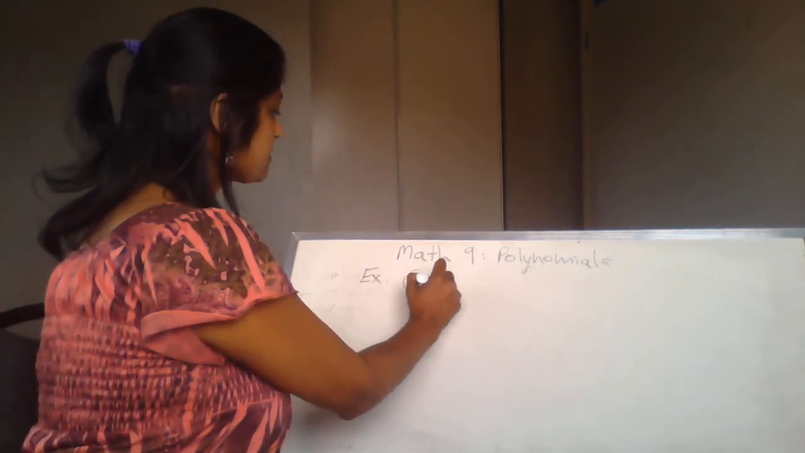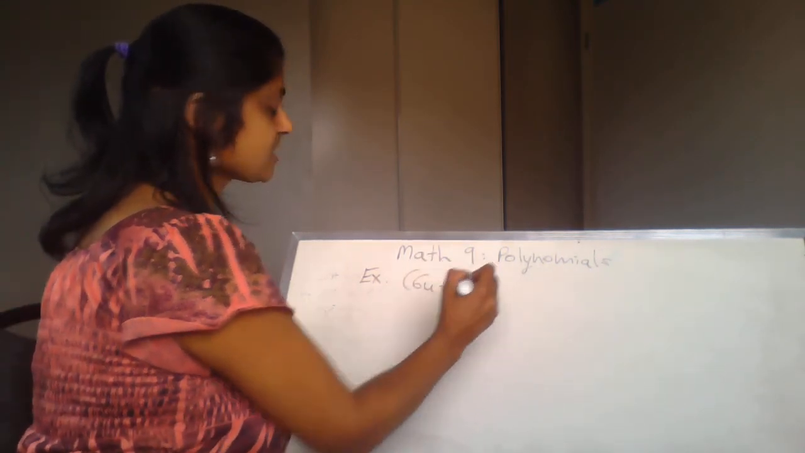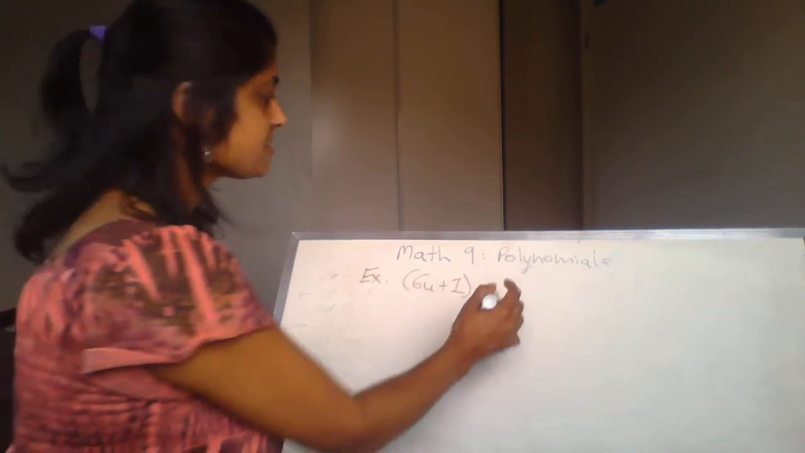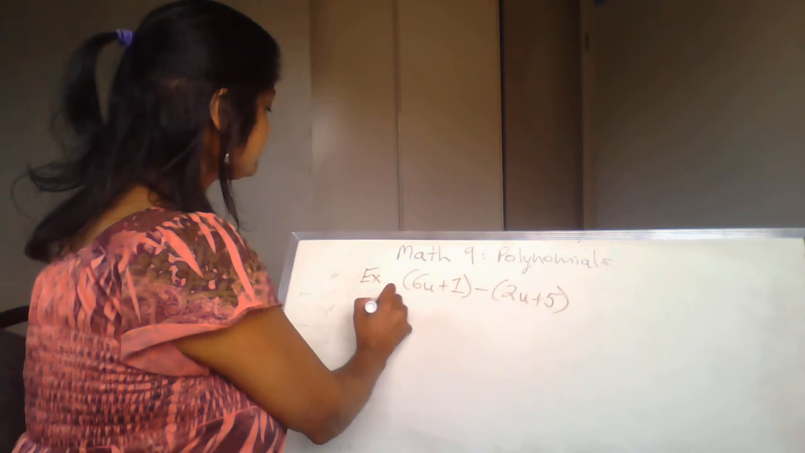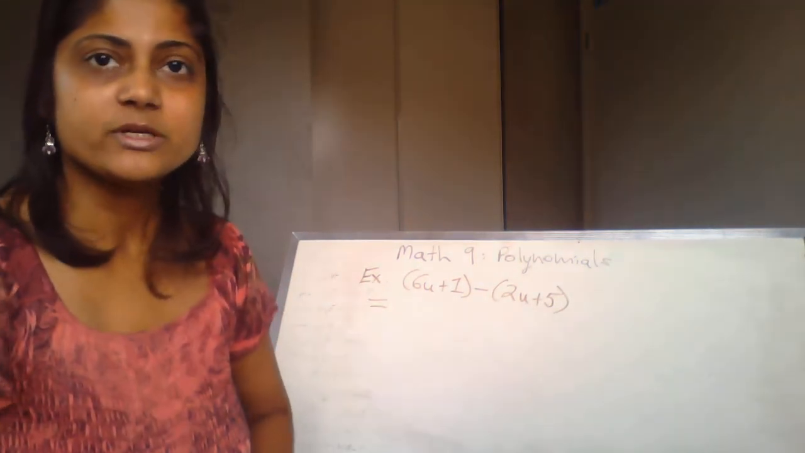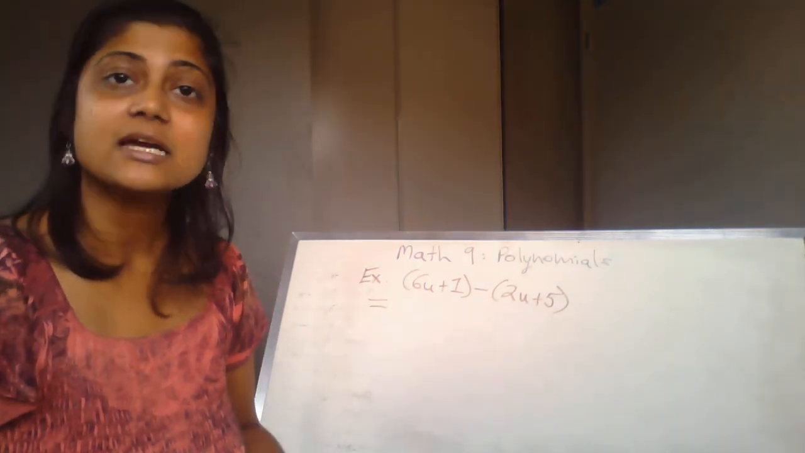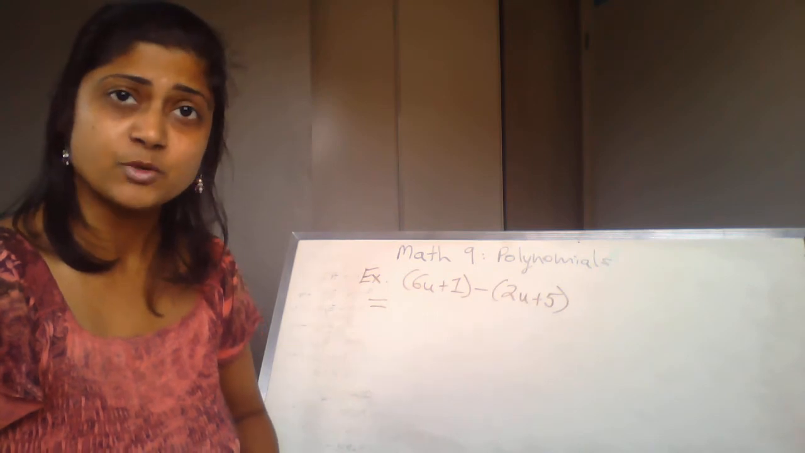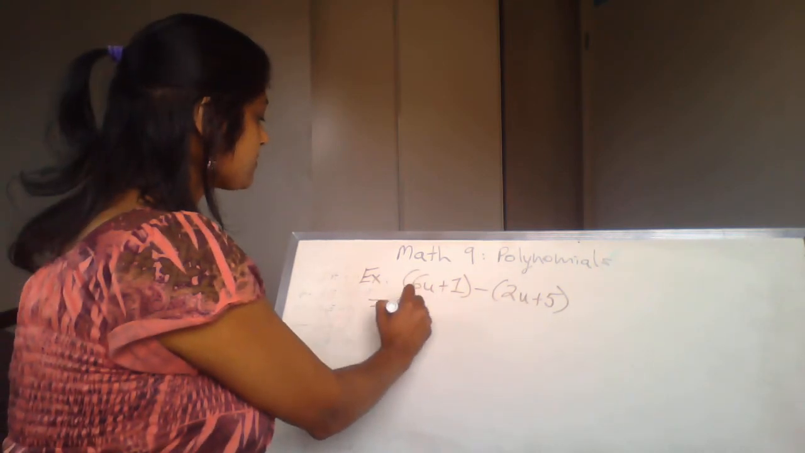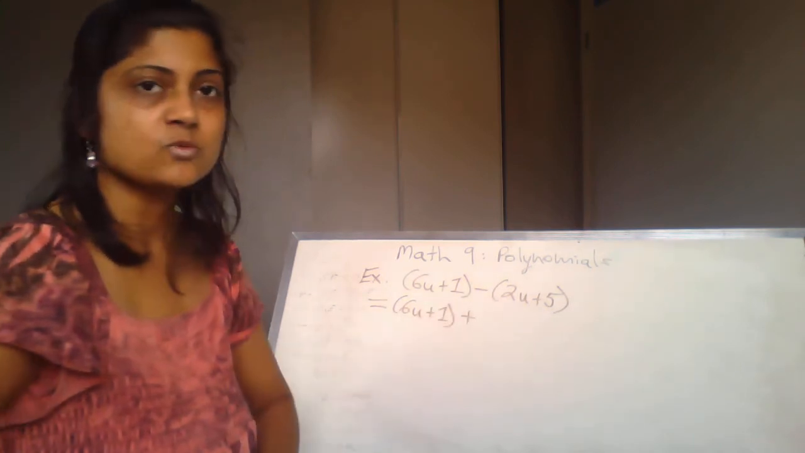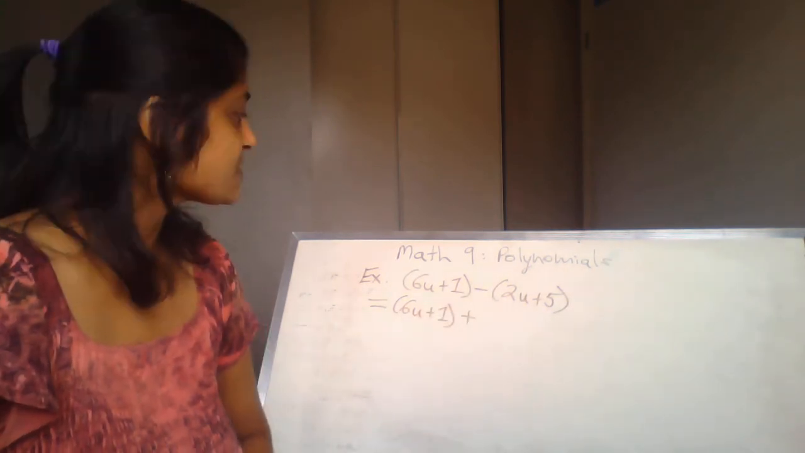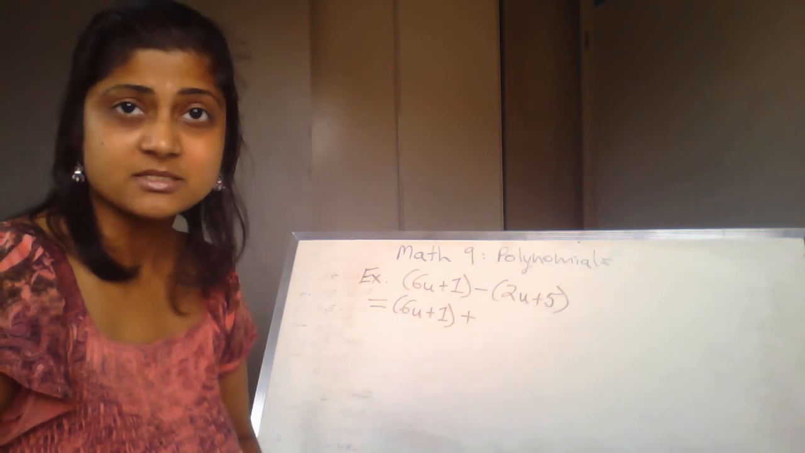So this is 6u plus 1. This time it's going to be minus, okay, 2u plus 5. Okay, so again, remember when you're actually subtracting the polynomials, I have to do one extra step here, okay? So we're going to keep the first brackets the same. So I'm going to put 6u plus 1. I'm going to change this minus sign to plus, okay?